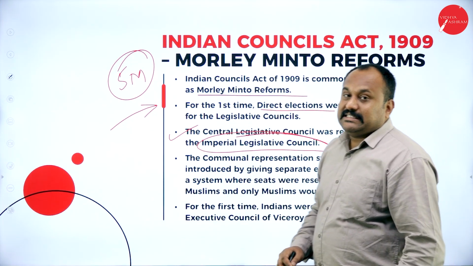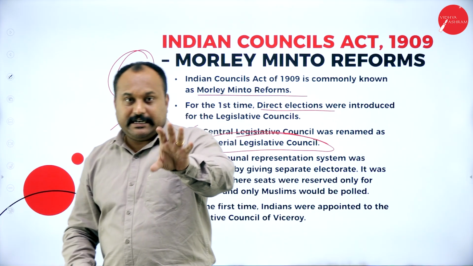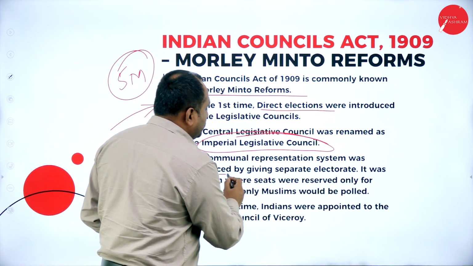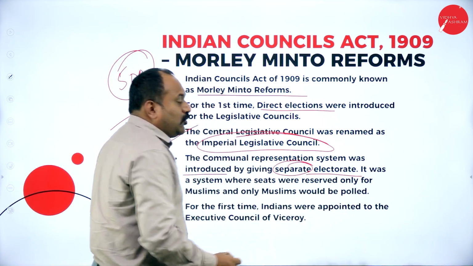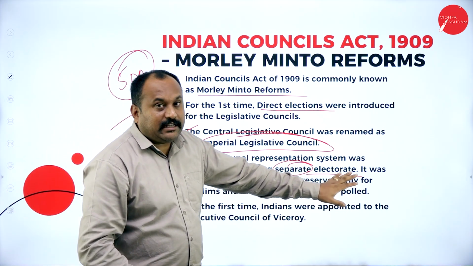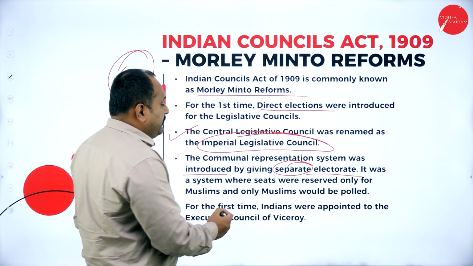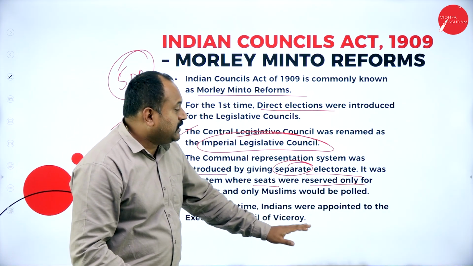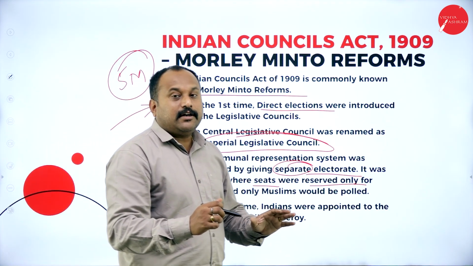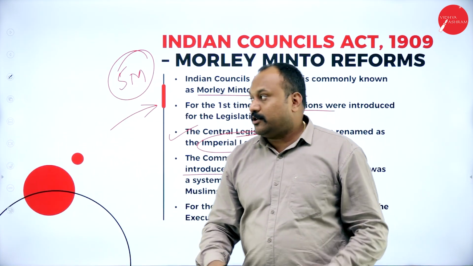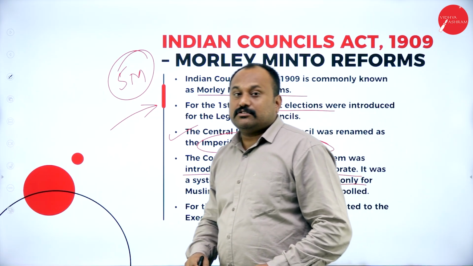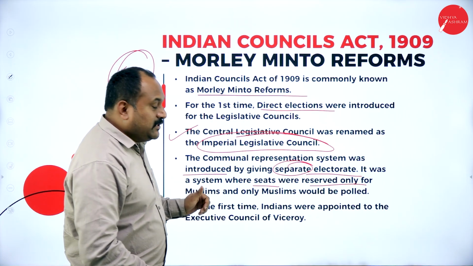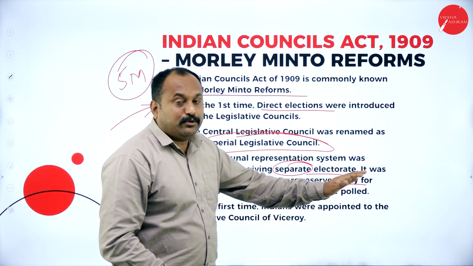They only changed the synonym of center to imperial. The communal representation, now please do understand, take a glimpse here. The communal representation system was introduced by giving a separate electorate. Now here, the electorate was a system where seats were reserved only for Muslims and only Muslims would vote. Now understand what really they have done. That is what the Morley-Minto reform is all about. Positions were given only to the Muslims, and only Muslims would vote.